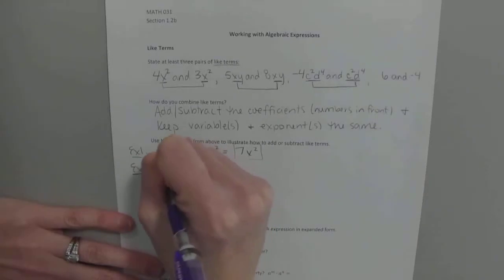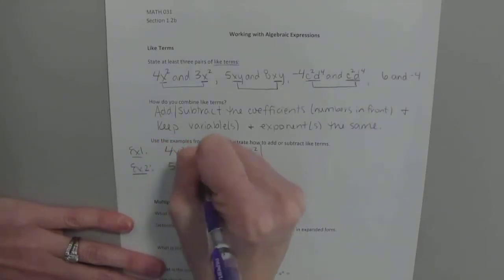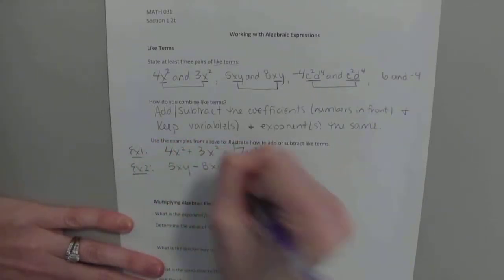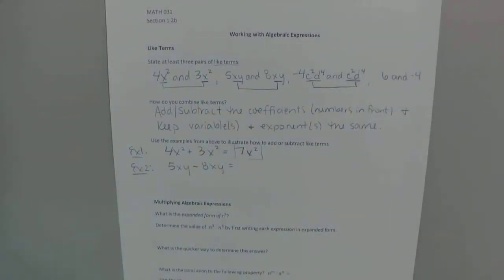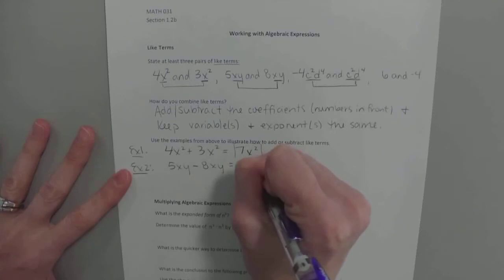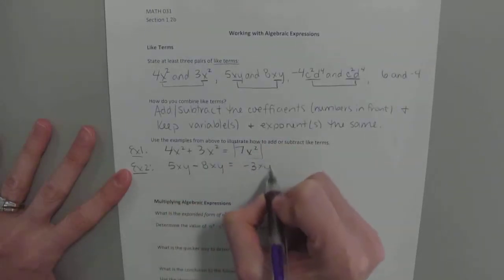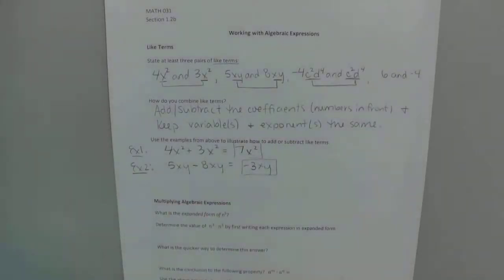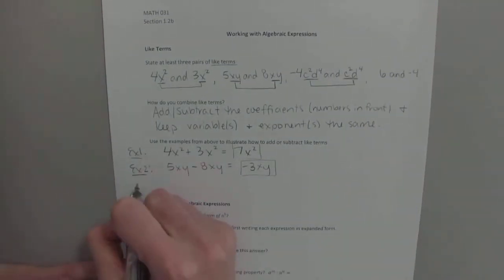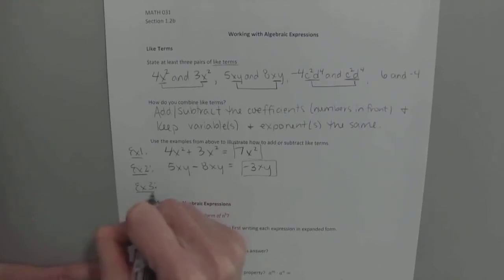Let's subtract, example 2. So let's do 5xy minus 8xy. You got it. Negative 3 what? Negative 3xy. You got it. So we're going to focus on that number, 5 minus 8, which is negative 3, but then realize they both have that xy in common, so that will tag along with them. Is that all right?